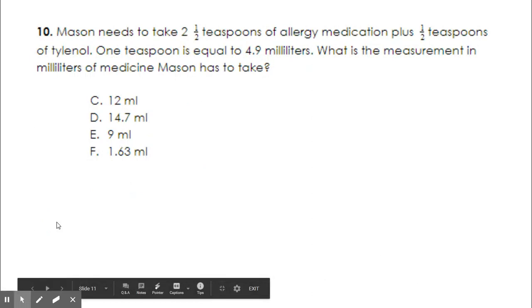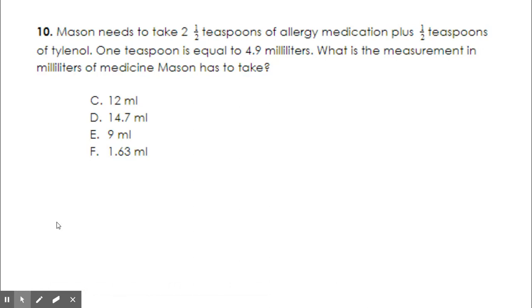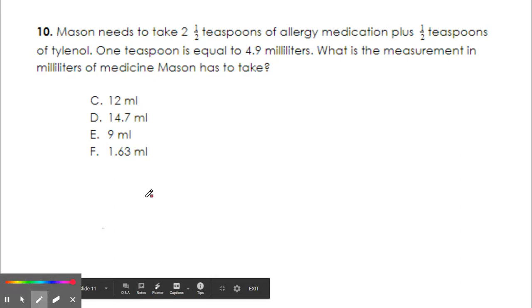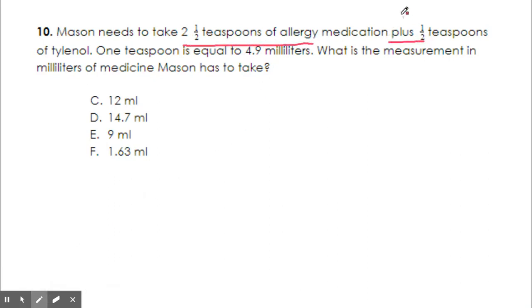Number 10, Mason needs to take 2.5 teaspoons of allergy medication plus 1/2 teaspoon of Tylenol. 1 teaspoon is equal to 4.9 milliliters. What is the measurement in milliliters of medicine Mason has to take? All right, so 2.5 teaspoons for allergy medicine plus the 1/2 teaspoon of Tylenol. Well, 1/2 plus 1/2 is a whole. 1 whole plus 2 is 3. So he's got to take 3 teaspoons.